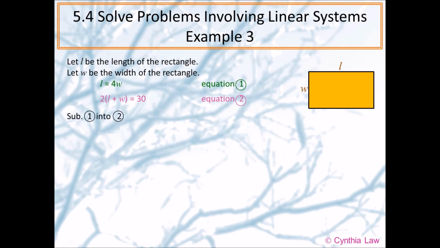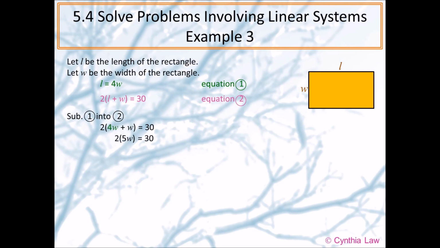There are different ways to do this question. I am going to do substitution right away. I am not going to expand equation 2 first. I am going to substitute equation 1 into equation 2. So L is 4W. First, I write down my equation 2: 2(L plus W) equals 30. And then I am going to replace the L by 4W because that's what equation 1 says.